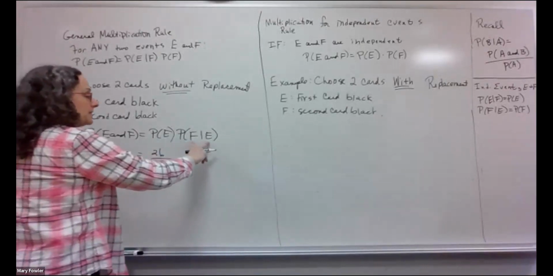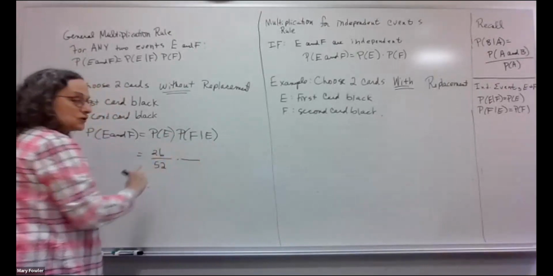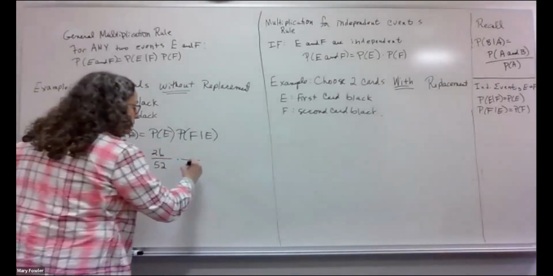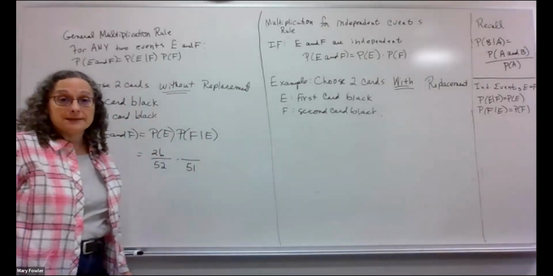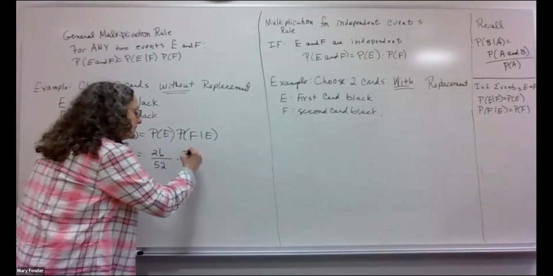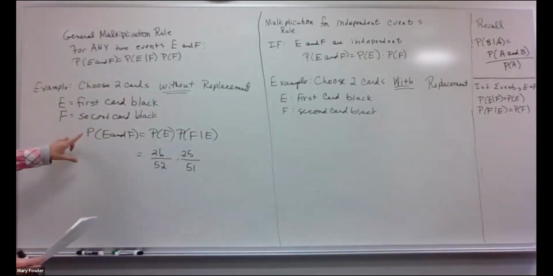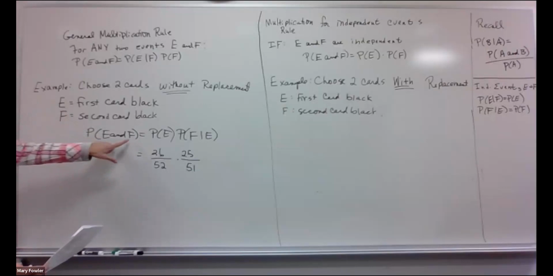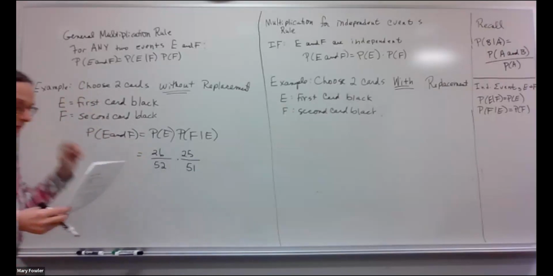And now the probability of F given E. So if we chose a black card and we didn't put it back in, the total number of cards in the remaining deck is 51. And the total number of remaining black cards is 25. So this is the probability that the first card is black and the second card is black, and this is without replacement. So we get 26 over 52 times 25 over 51.